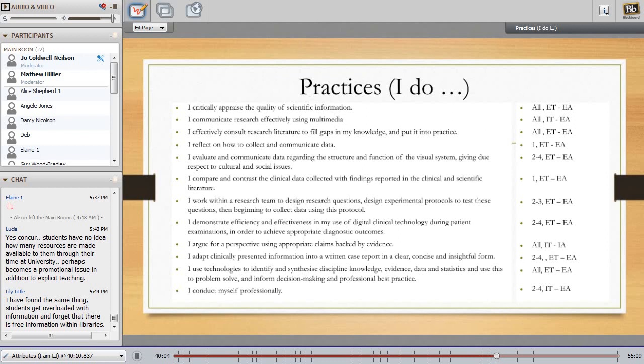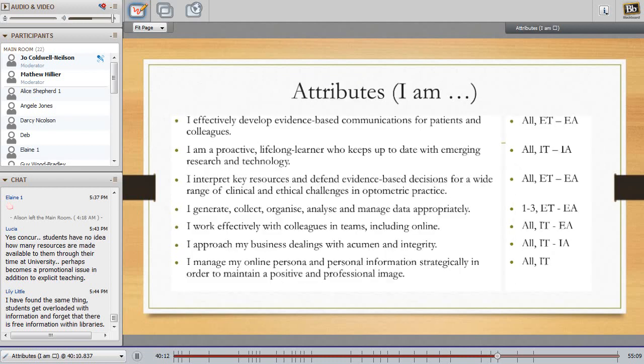I conduct myself professionally, so now we're coming up to higher levels in the optometry course, and right at the end, I manage my online persona and personal information, so the attributes, so I effectively develop evidence-based communications, etc.